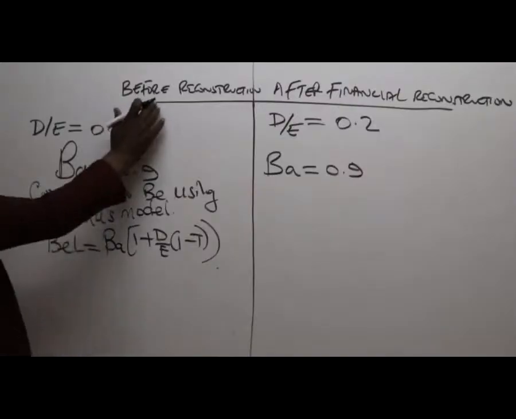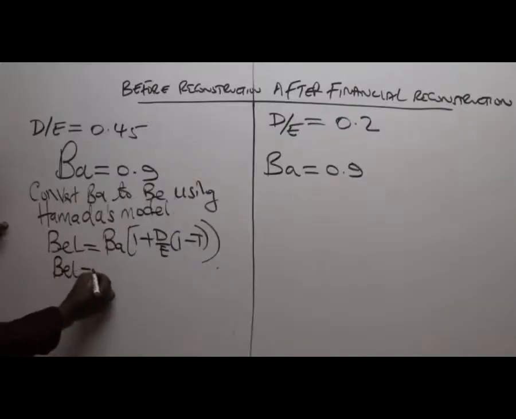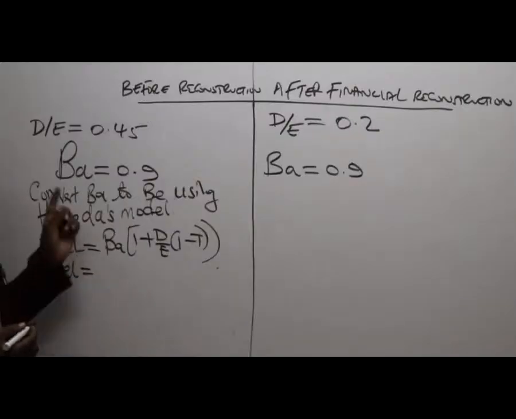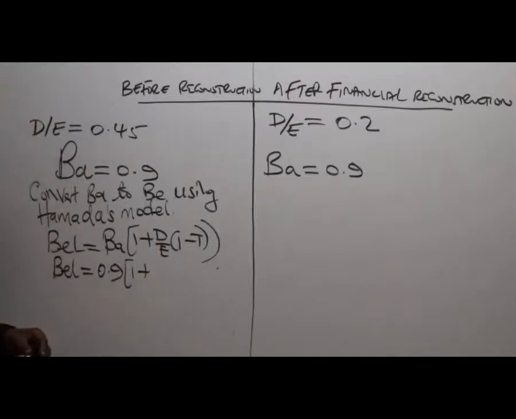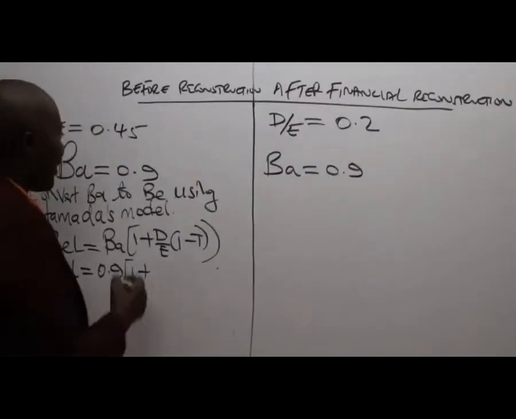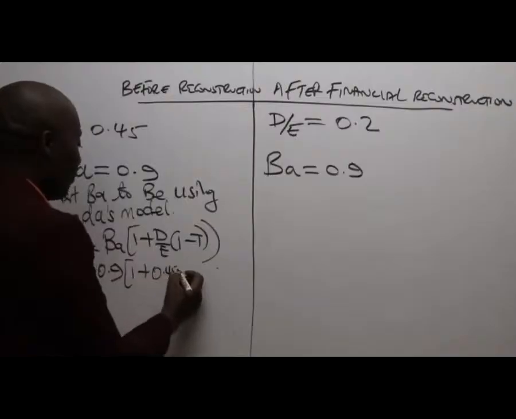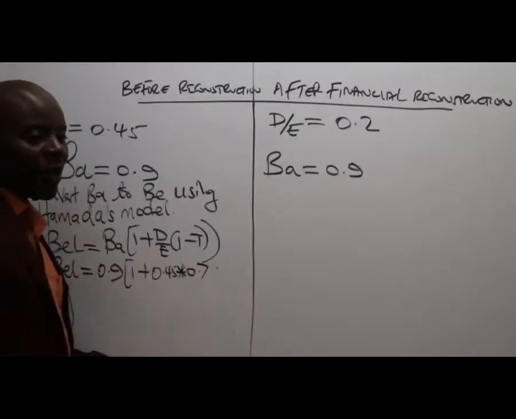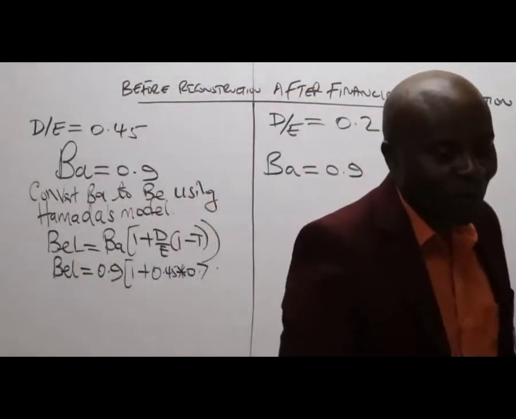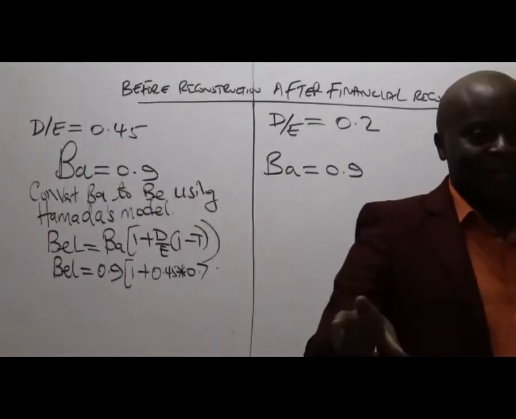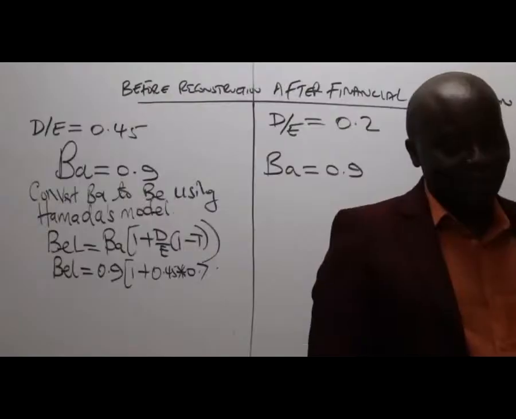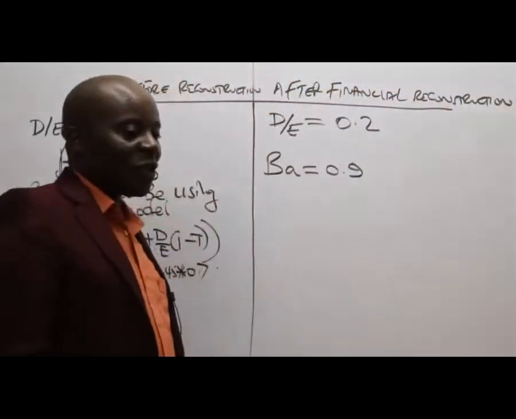So, ladies and gentlemen, for this before reconstruction, could you kindly come and give me the BEL? Remember, beta assets is the same between the two. So beta assets here will be 0.9 into 1 plus. Are you able to see the debt to equity ratio? 0.45 multiplied by 0.7. You haven't yet seen where I got 0.7 from. It's because of 1 minus taxation. The tax rate given here is 30%. So 1 minus 0.3 gives me 0.7.